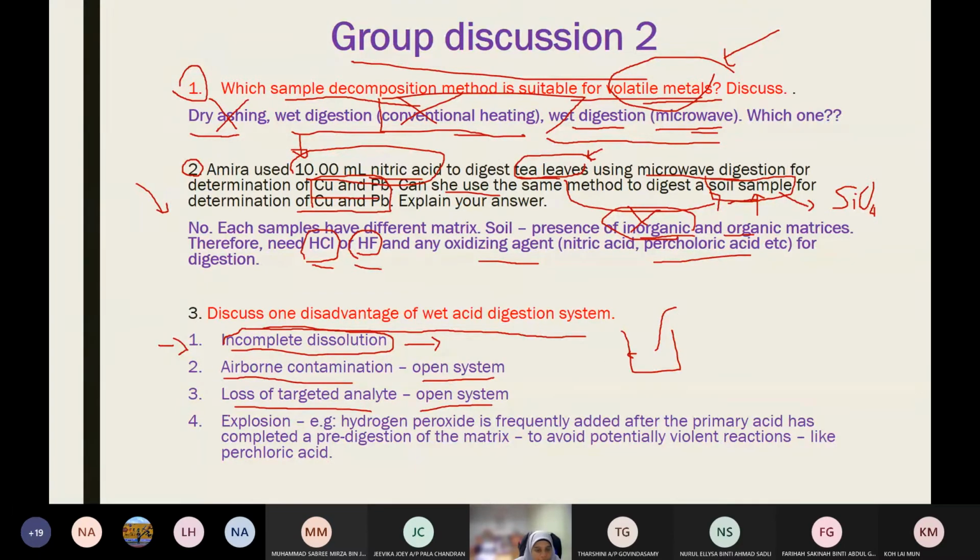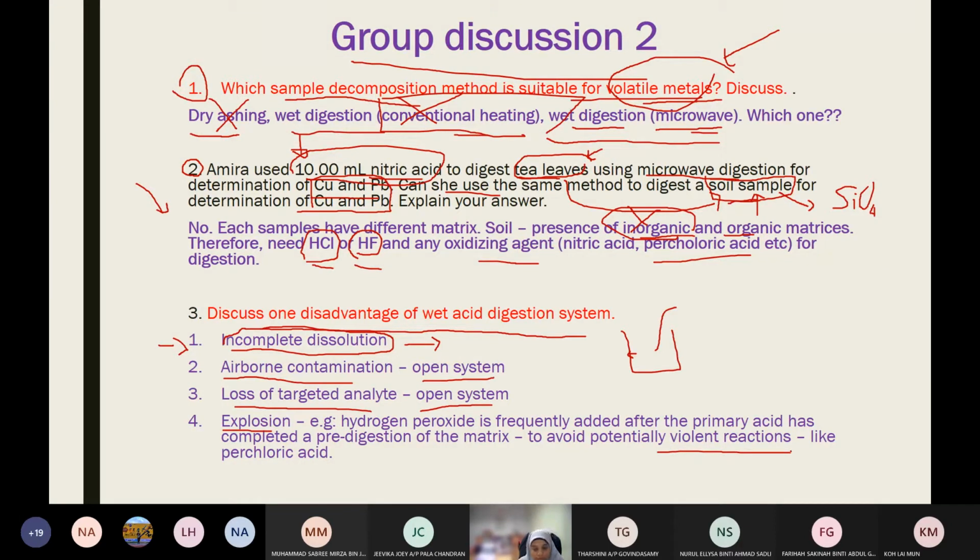So the last one is that there is a potential of violent reaction. Explosion can happen if you do not choose a proper procedure. For example, let's say you want to do analysis of some samples using nitric acid with hydrogen peroxide. In this case, you cannot just take one sample and then add nitric acid and then directly add hydrogen peroxide. Please, okay. If not, a violent reaction can happen.